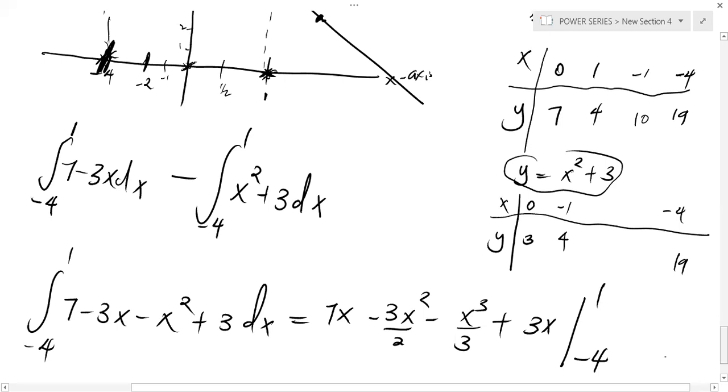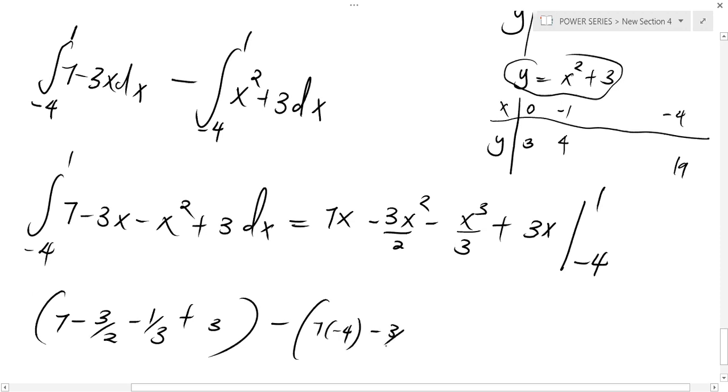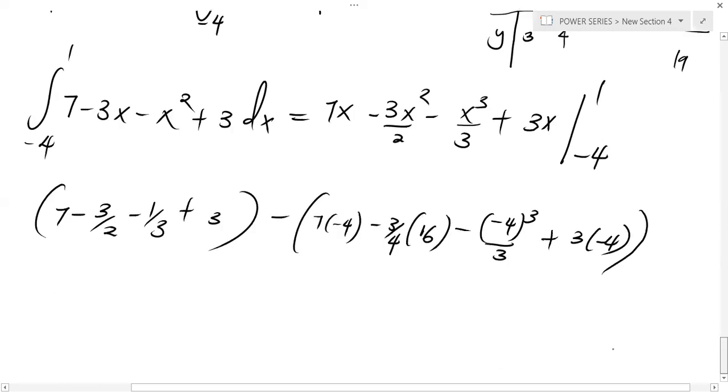Okay, let's now replace the limits since we've already integrated. Replacing 1, we have 7 minus 3 over 2 minus 1 over 3 plus 3. Minus, let's replace -4. So we have 7 into -4, minus 3 over 2 into -4 squared, which is 16, minus -4 cubed over 3, plus 3 into -4. Evaluating all that in your calculator, what do you get? I want to evaluate it as well to see the answer.